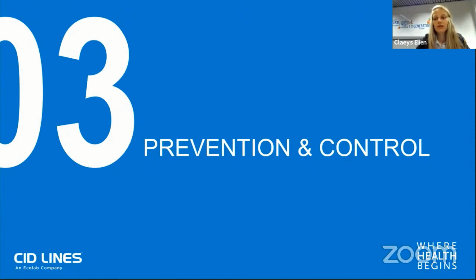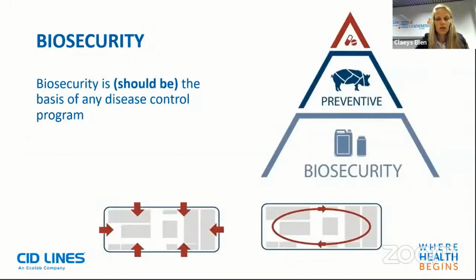And therefore, you really need to educate people so that they know how to handle things and what to do in a correct way. So they need the adequate protocols and the adequate products to be able to prevent and control the virus on their farm. So first of all, biosecurity is key. Biosecurity should be the basis of any disease control program on a farm. What does it mean? Biosecurity is really related to cleaning and disinfection in farm environments.